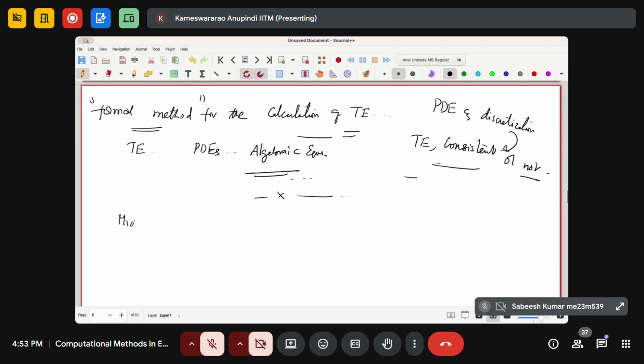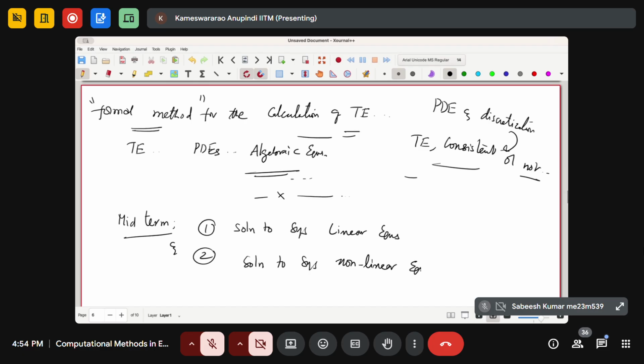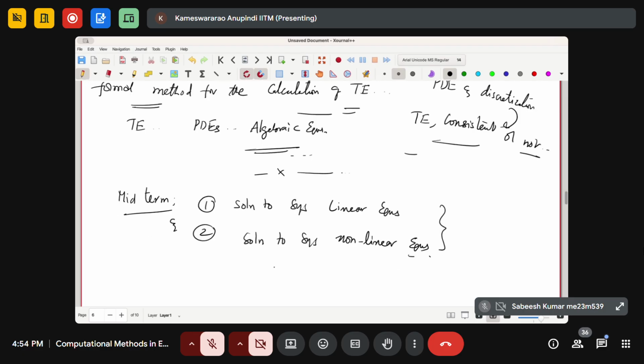But for midterm, we'll keep chapter 1 and 2, that is solution to system of linear equations, and then solution to system of nonlinear equations, because by then you will also finish this assignment, and you would not finish the assignment on the 3rd chapter yet. Okay, so that will be the syllabus. Noted, sir. Thanks, sir. We will work. All right. Thank you, sir.